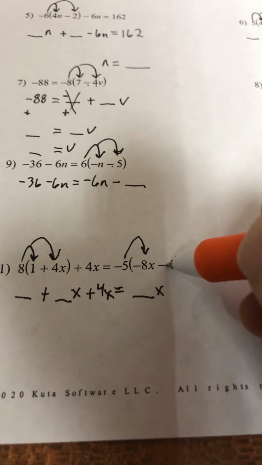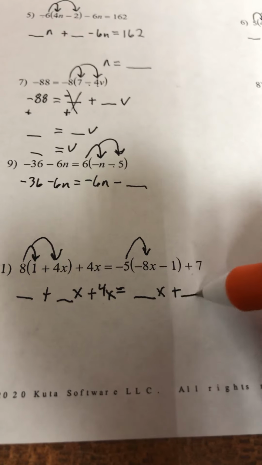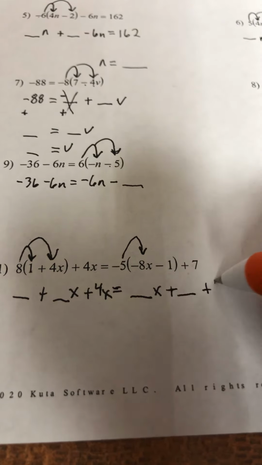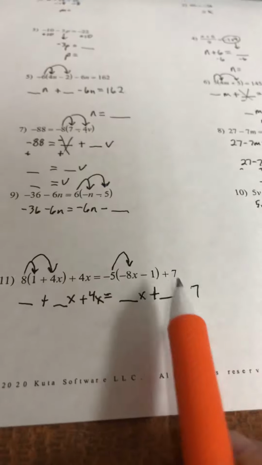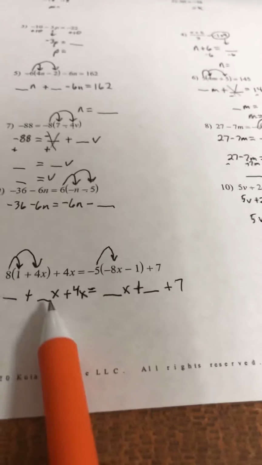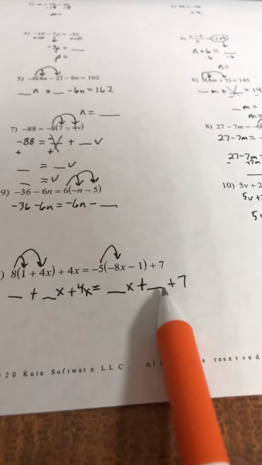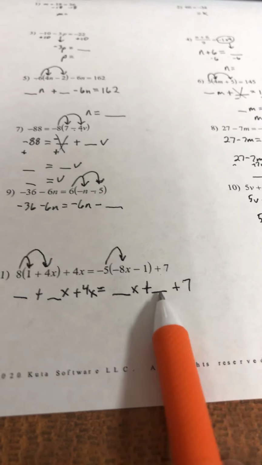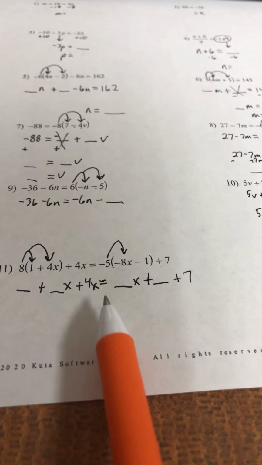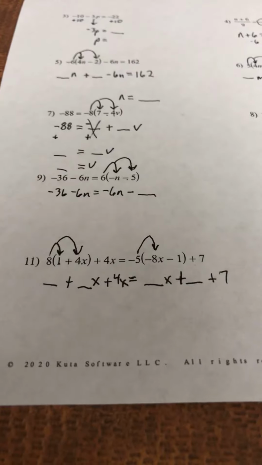-5 times a -1, that's going to give you a positive something. And then you have the +7. Just fill in these blanks. Put your x's together, put these terms together, and then you're going to want to work to get x by itself on one side.